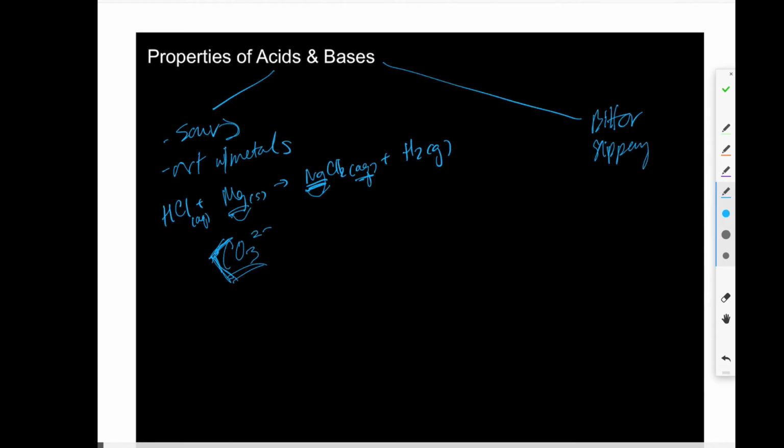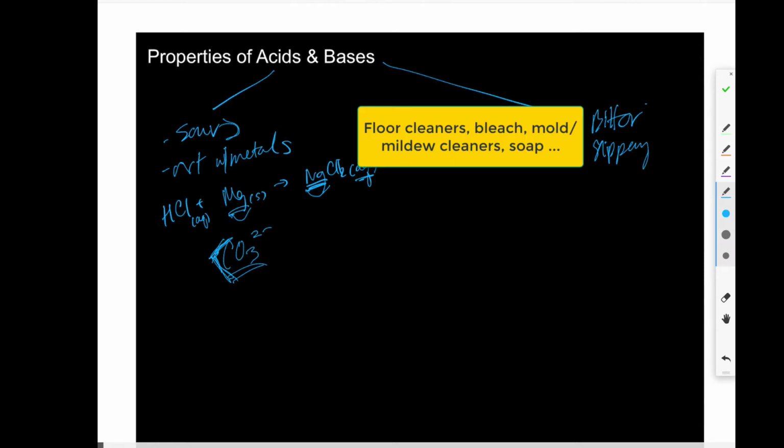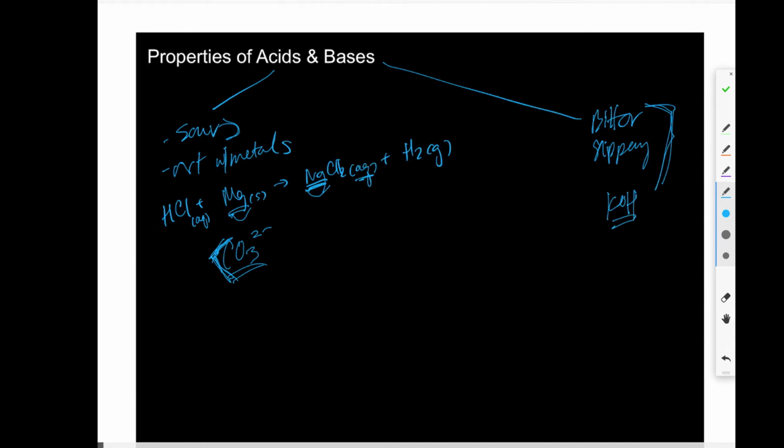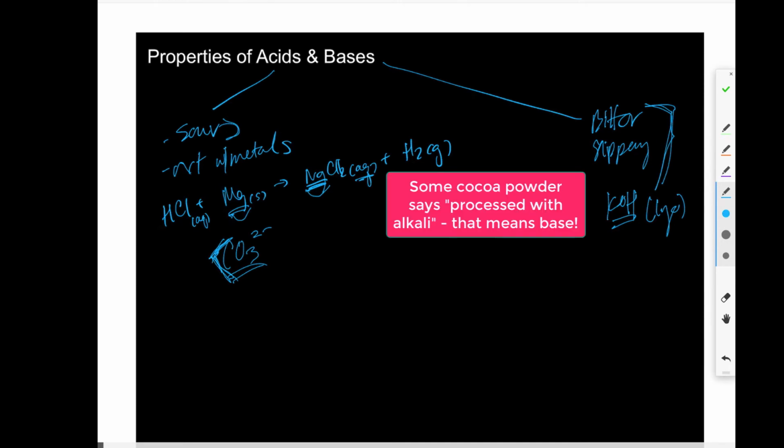Bitter tends to have more to do with cleaning products. That's where we find a lot of our cleaning products are basic. Though depending on where you go shopping for your groceries, you can find potassium hydroxide, sometimes known as lye, in the food section because it is something that is used to help prepare corn for certain cooking processes. So it's not foreign to everything, and it's not only used for cleaning.